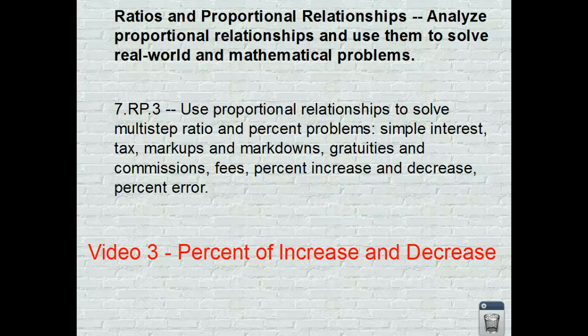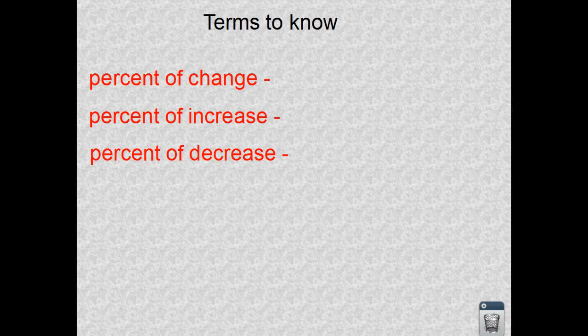All right, this is 7.RP.3, 7th grade ratios and proportions, standard 3, video 3. We are going to be finding the percent of increase and decrease. A few terms to know. I'd like you to copy these down and define them in your journals.